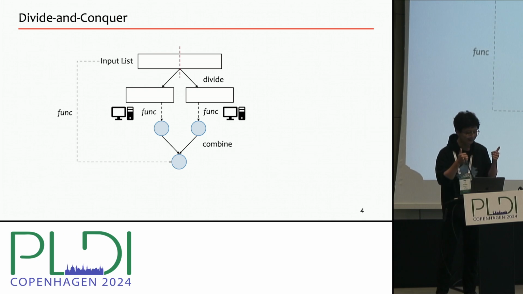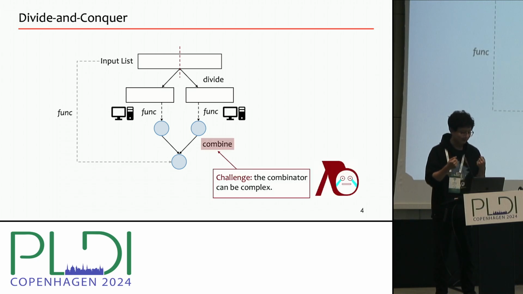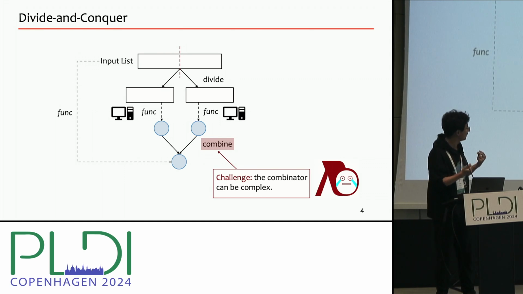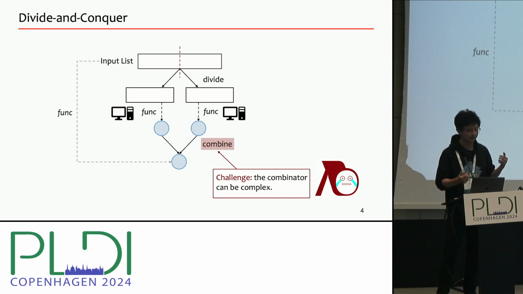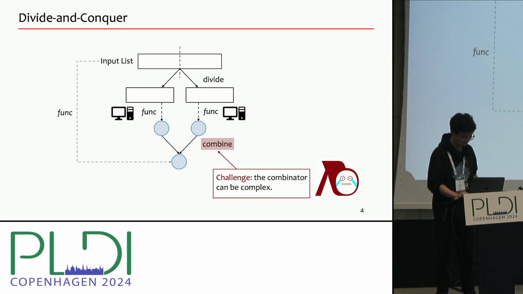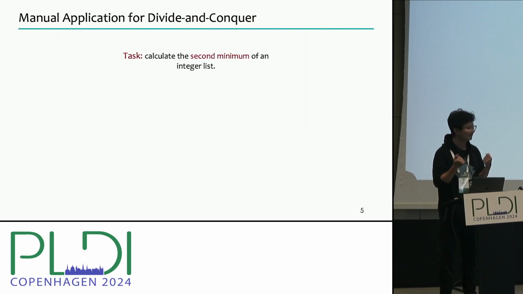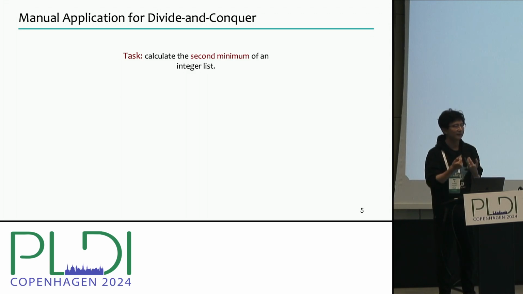Pretty simple. But the problem here is that writing a divide and conquer algorithm is not that easy. The combinator can be pretty complex, even for very simple problems. So it can still be a significant challenge for the programmer to write this. To see this point, let us consider a very concrete problem, second minimum, where our goal is to calculate the second smallest value from an integer list.